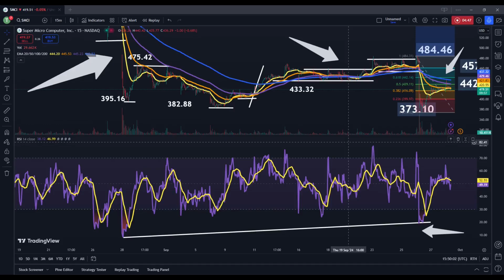Here's the current stock market update for Super Micro Computer Incorporated, stock ticker SMCI.